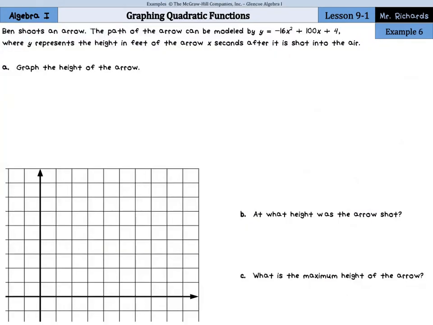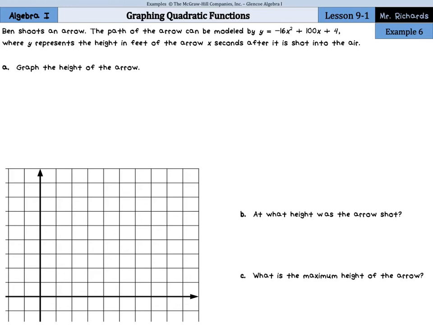Now last in our lesson of graphing quadratic functions, we get to tie it all together with the word problem. Ben shoots an arrow. The path of the arrow can be modeled by y equals negative 16x squared plus 100x plus 4, where y represents the height in feet of the arrow x seconds after it is shot in the air. Our first step A is to graph the height of the arrow.